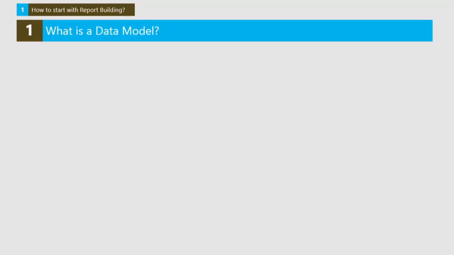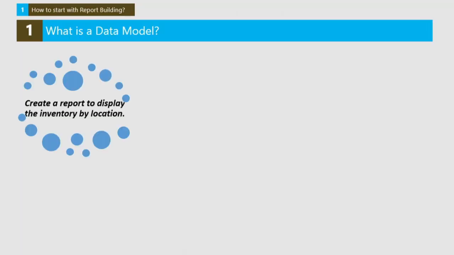So let me actually demonstrate this by using a practical example. So presume that you are asked to create a report to display the inventory by location. I'm going to ask myself some questions. Where is the information coming from? How am I going to create the data model? How am I going to create the layout?